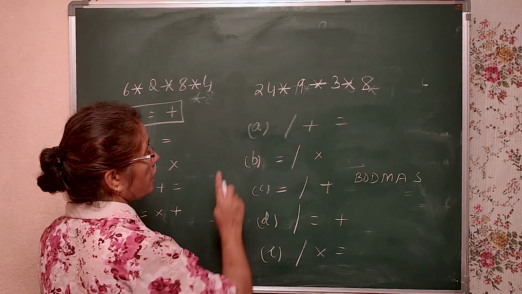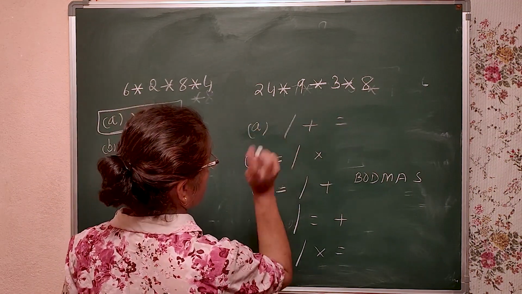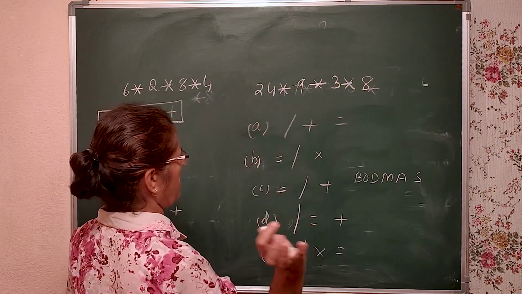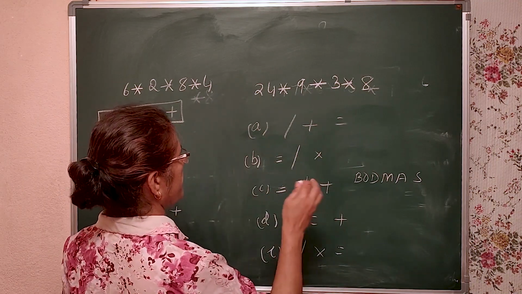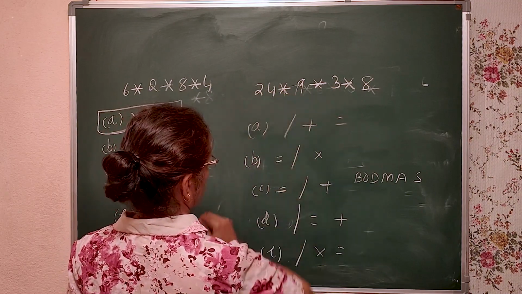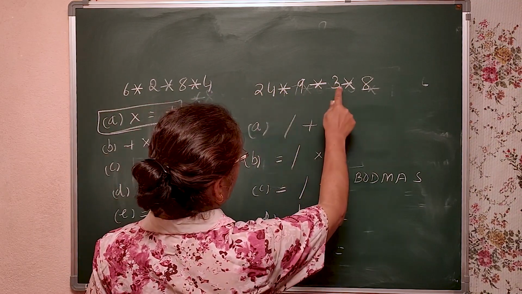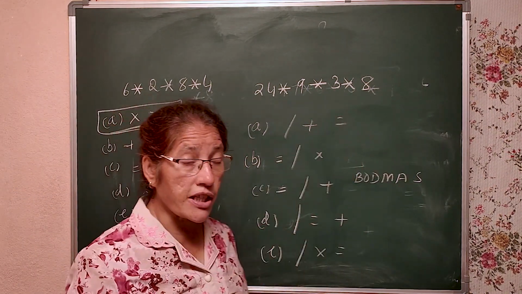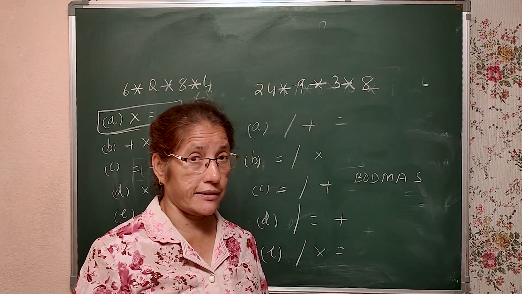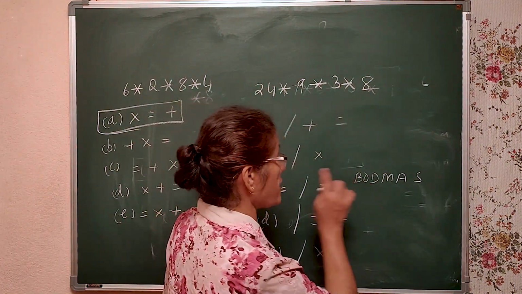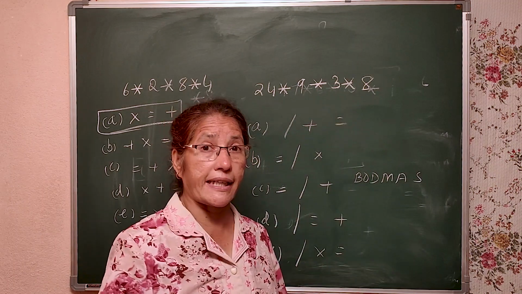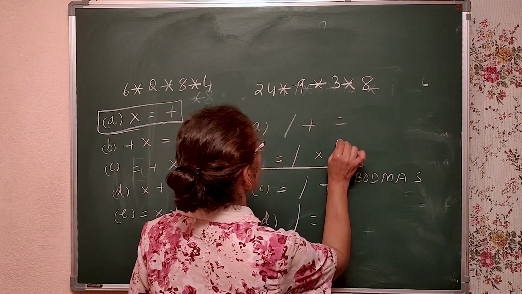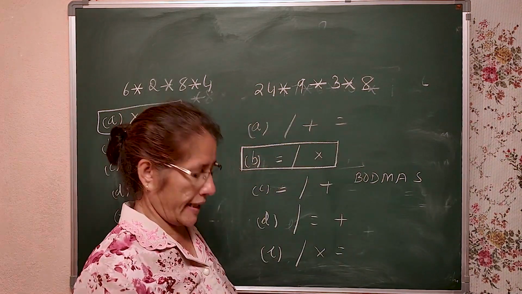Now, let me see. A, is it correct? 24 divided by 9. Some number comes. Don't want. Leave that. 24 is equal to 9 divided by 3 into 8. Division and into come together. So which one to do first? Division. 9 divided by 3. 3 8s are 24. So what is that? Correct? This option is correct. Next one.